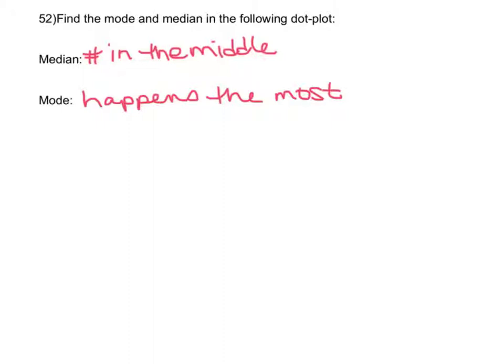In number 52, what you need to do is look at the dot plot and find the middle number. So you need to find the one that's exactly in the middle, and that would be your median. And then also give the number of the one that happens the most, that is your mode.